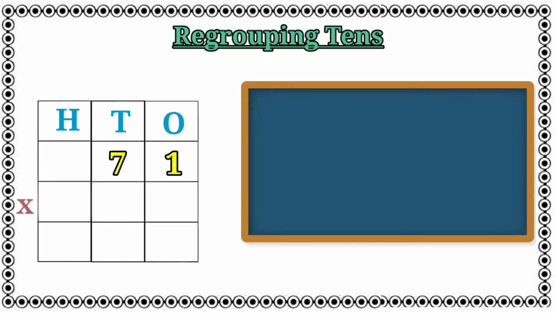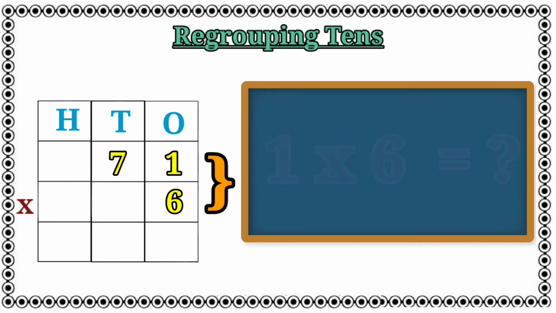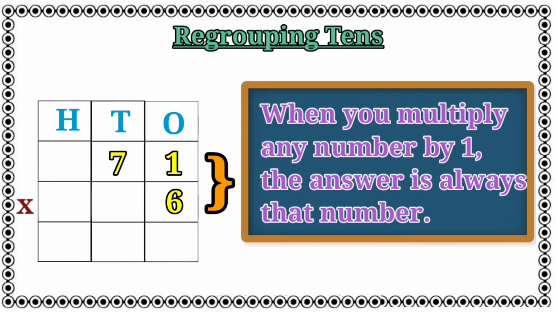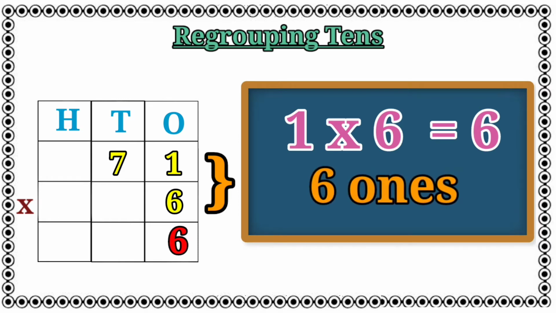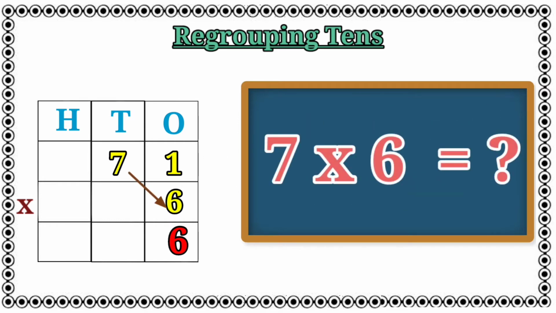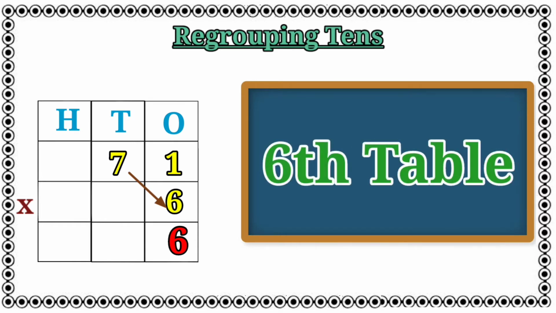71 into 6. Let's multiply the ones column. 1 into 6. Remember, when you multiply any number by 1, the answer is always that number. So, 1 into 6 is equal to 6. Here, 6 ones. Let's write the number 6 in the ones column. Then, multiply the tens column. 7 into 6. Okay, now which table can we use for this sum? Sixth table. Very good. Tell it now.